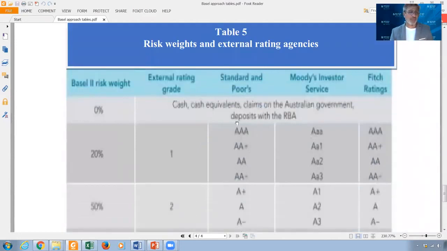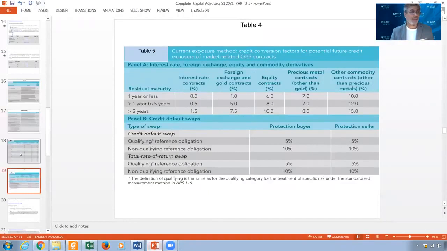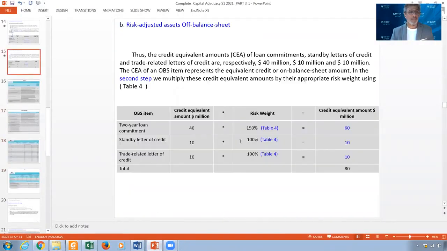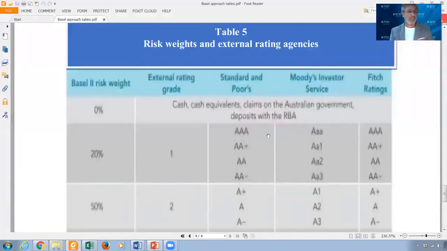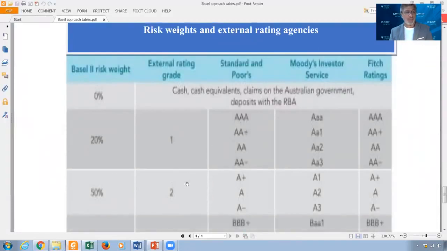So on table 5, these are the tables that will be given to you in the exam. So this is Triple B. It's 150%, and standby letter of credit is 100%. And as I told you, for trade related, you have to take the risk weight according to the rating of the counterparty. And you can take it from table 5 in the main tables, or table 4 here. But I prefer you use my tables here. Regardless whether it's table 5 or table 4, you are using the rating, the Standard & Poor's, and these are the risk weights.